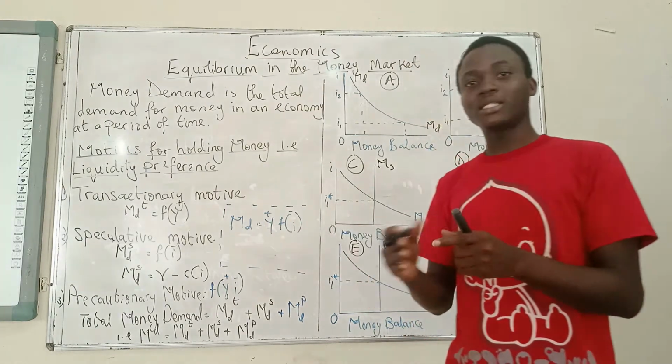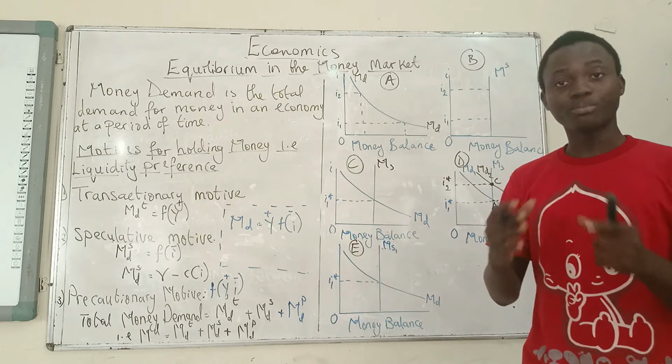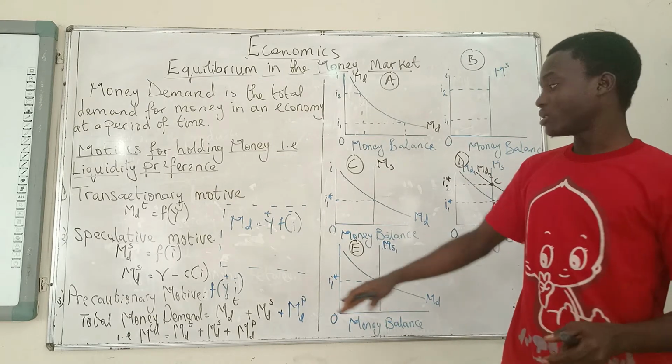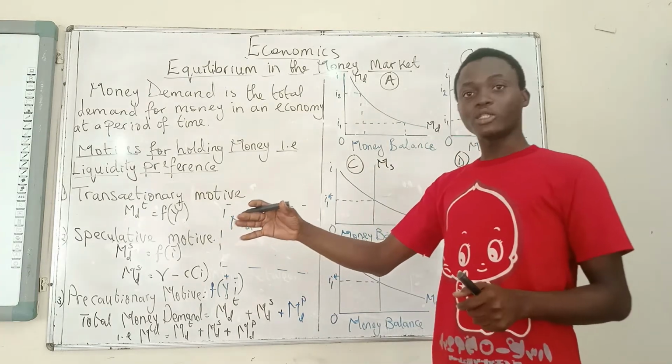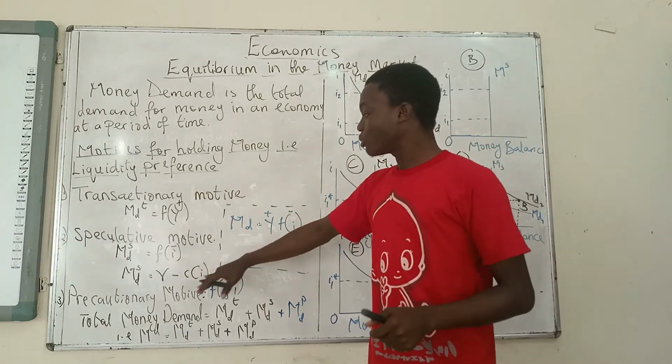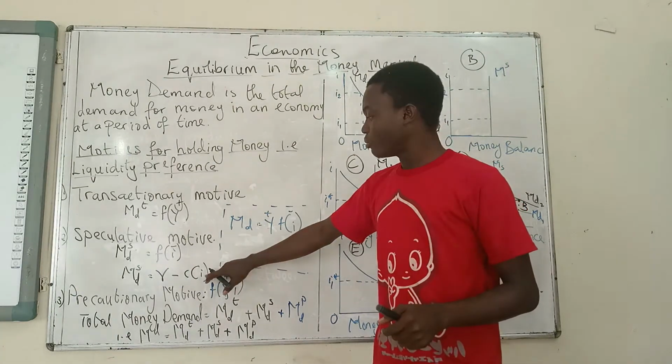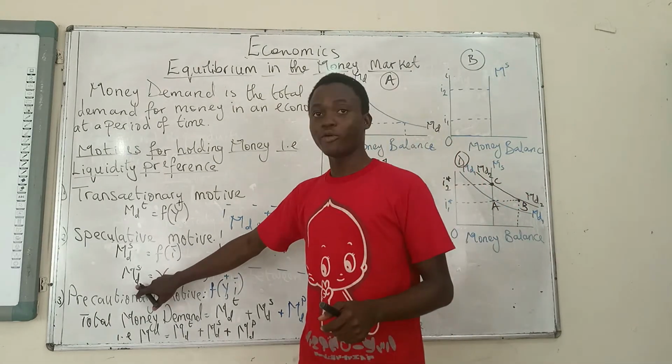So if we are assuming that the only other financial asset besides money is bonds, bonds are now more profitable because the interest rate has risen. So people would decide to put more of their money into bonds instead of holding it as money. So when you put more of your money into bonds, the speculative demand for money falls.